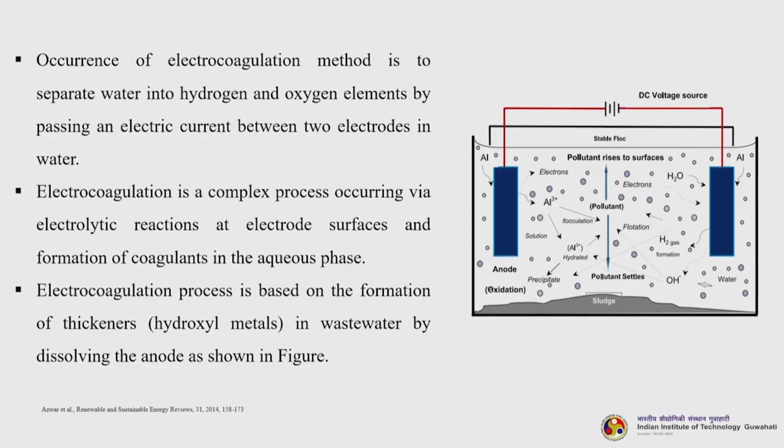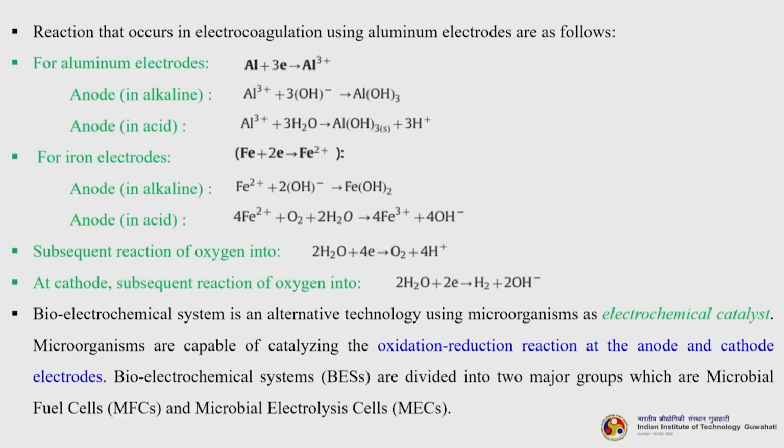Electrocoagulation is a complex process occurring via electrolytic reactions at electrode surfaces and formation of coagulants in the aqueous phase. The electrocoagulation process is based on the formation of thickeners, basically metal hydroxides in wastewater, by dissolving the anode as shown in the figure. The reactions that occur in electrocoagulation using aluminum electrodes are as follows. You can use other metals as electrodes also.